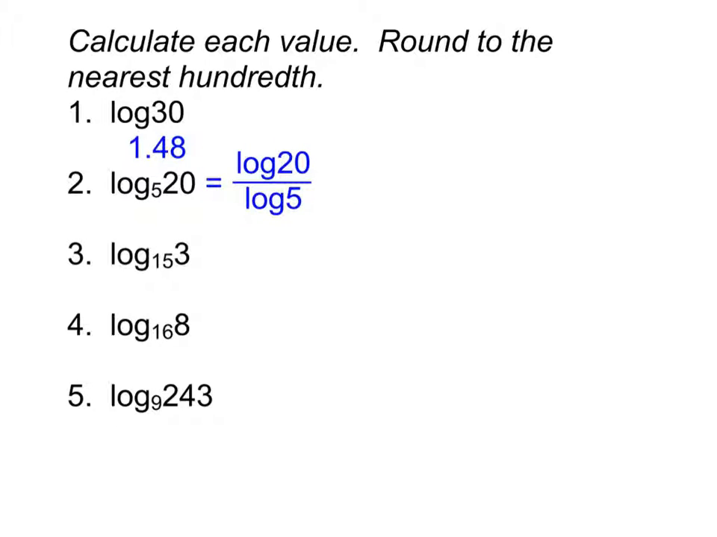So take a moment, calculate what log of 20 divided by log of 5 is. And then check and make sure you're able to get the right thing out. You should be getting an answer of about 1.86. Once you can get that, then go ahead and calculate the rest of our values there for 3, 4, and 5.